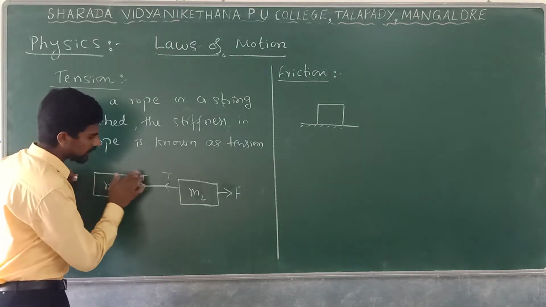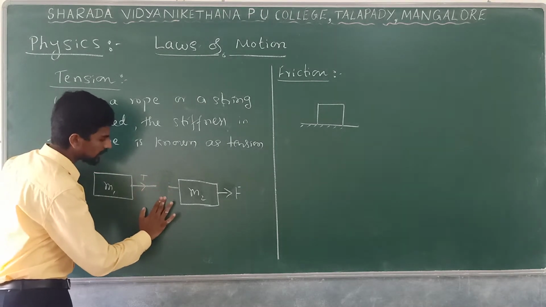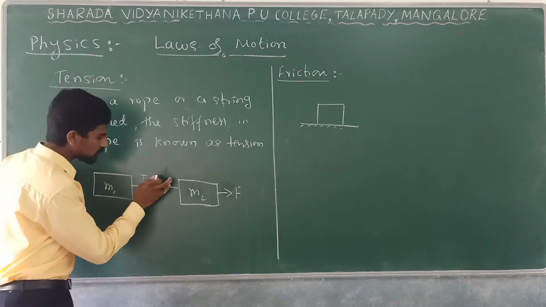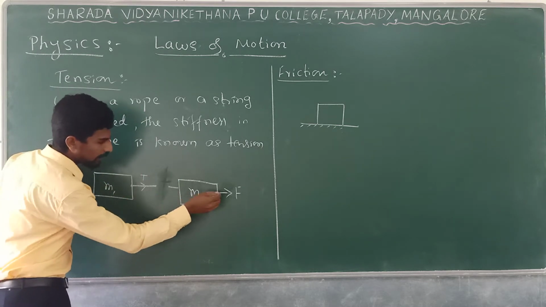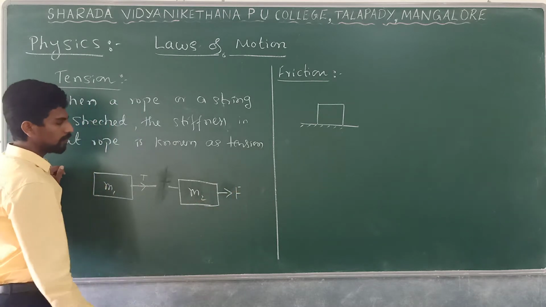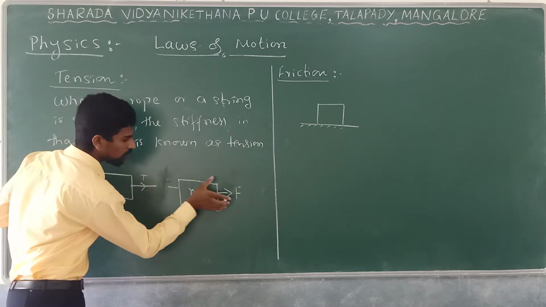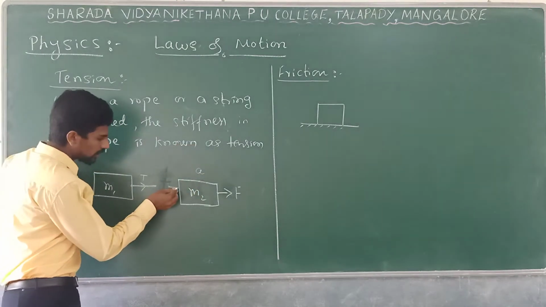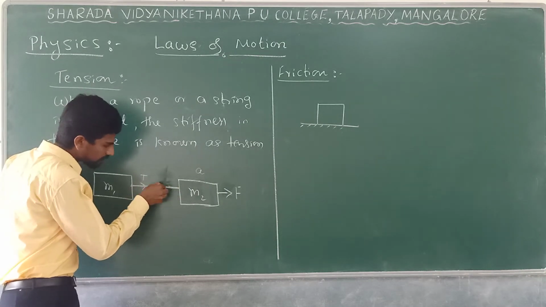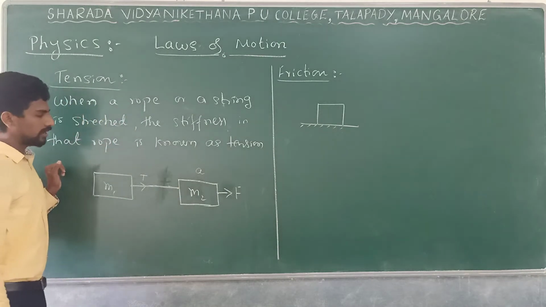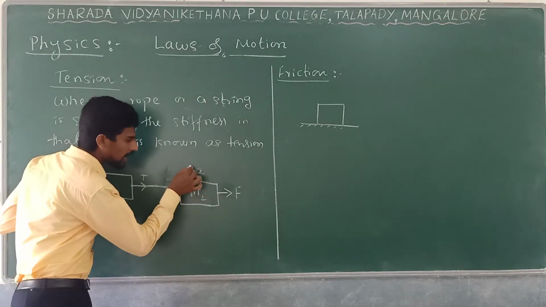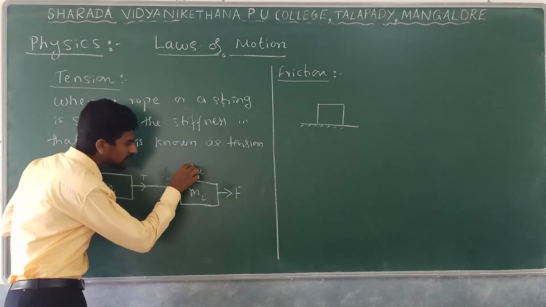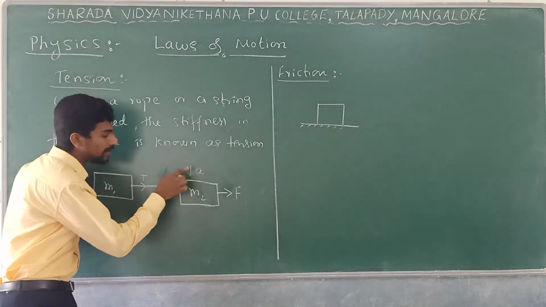Now consider here there is no string. There is no string means I am applying the same force. Because of this force it is moving with some acceleration. Consider this acceleration A. Now if I connect this string, will this M2 move with the same acceleration or less acceleration? Obviously it will move with less acceleration.